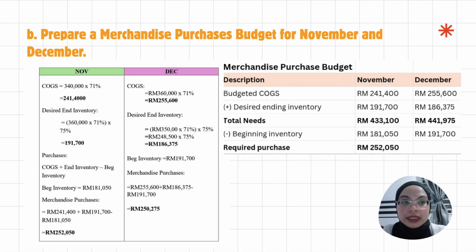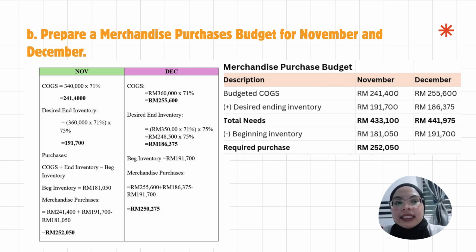This slide shows the merchandise purchases budget for November and December. We calculate the amount of inventory the company needs to purchase using the cost of goods sold, desired ending inventory, and the beginning inventory. For November, the merchandise purchases are 252,050 ringgit. For December, the purchases are 250,275 ringgit. Overall, this budget helps the company plan its inventory purchases and ensure there is enough stock to meet customer demand.